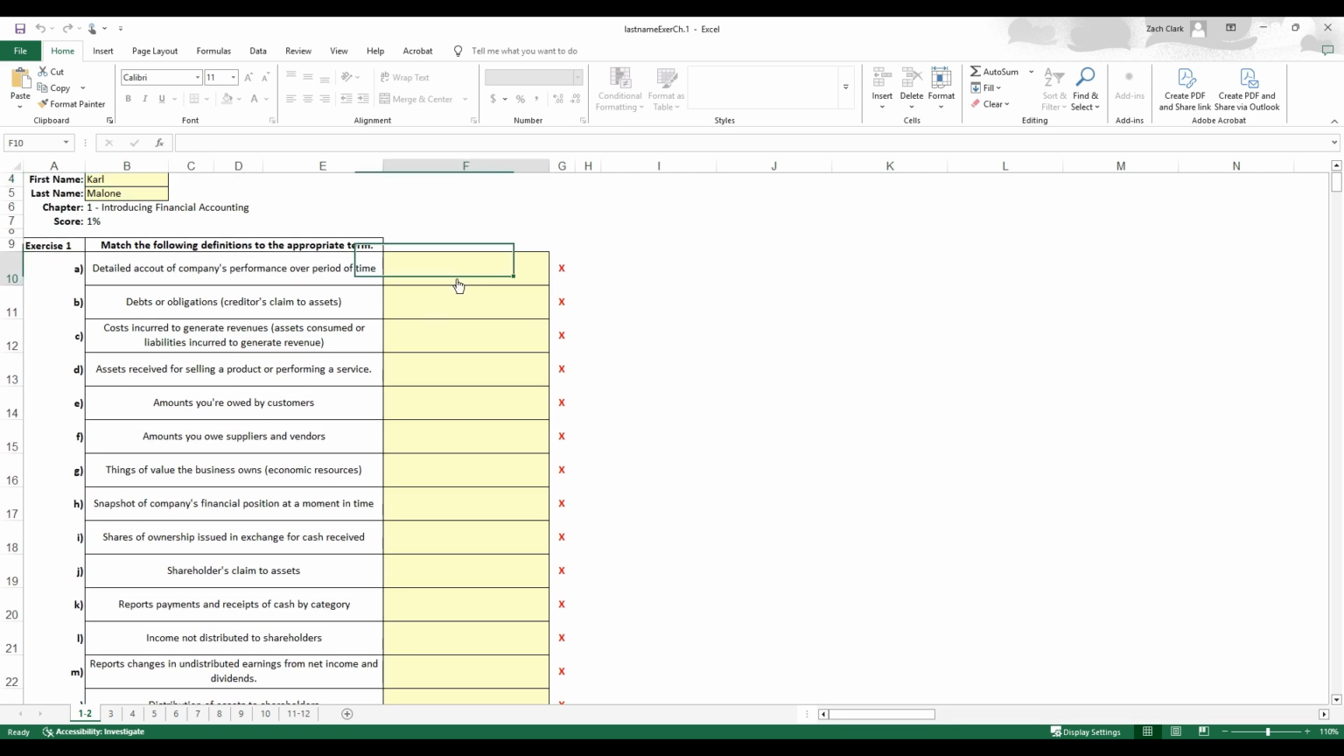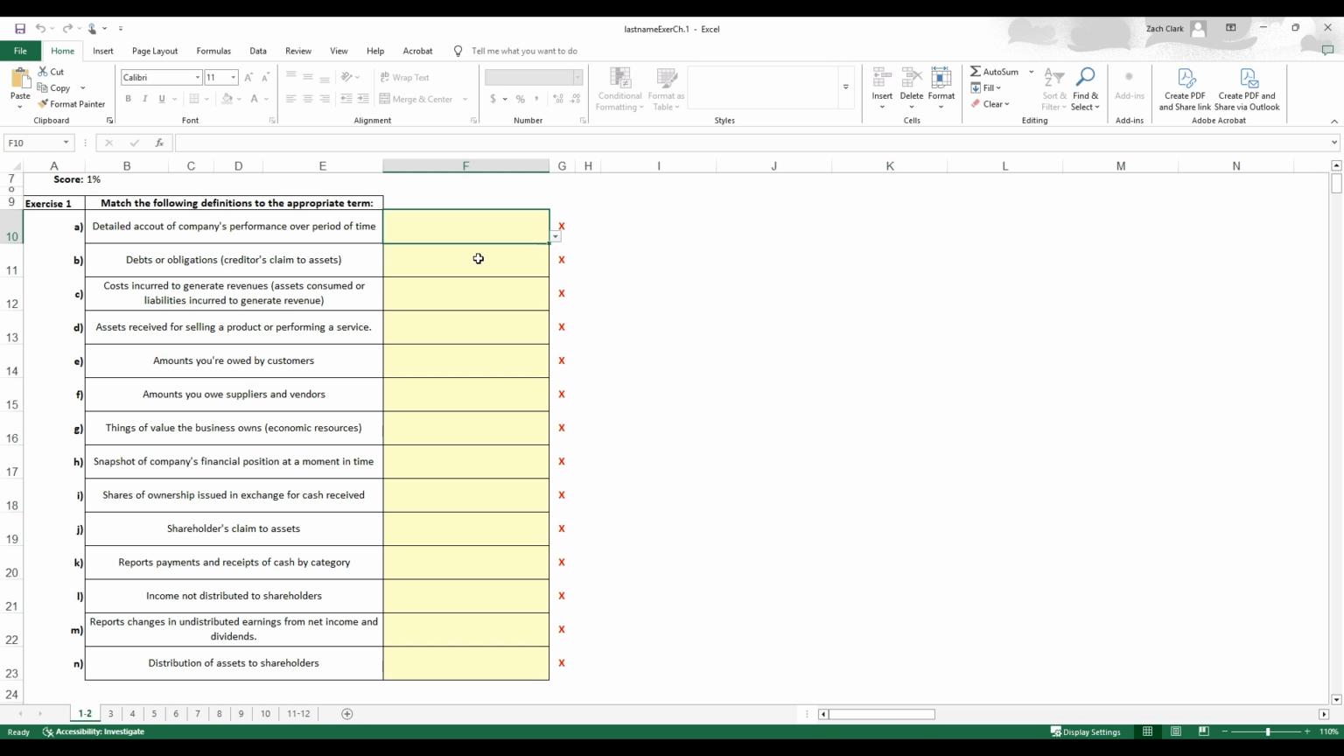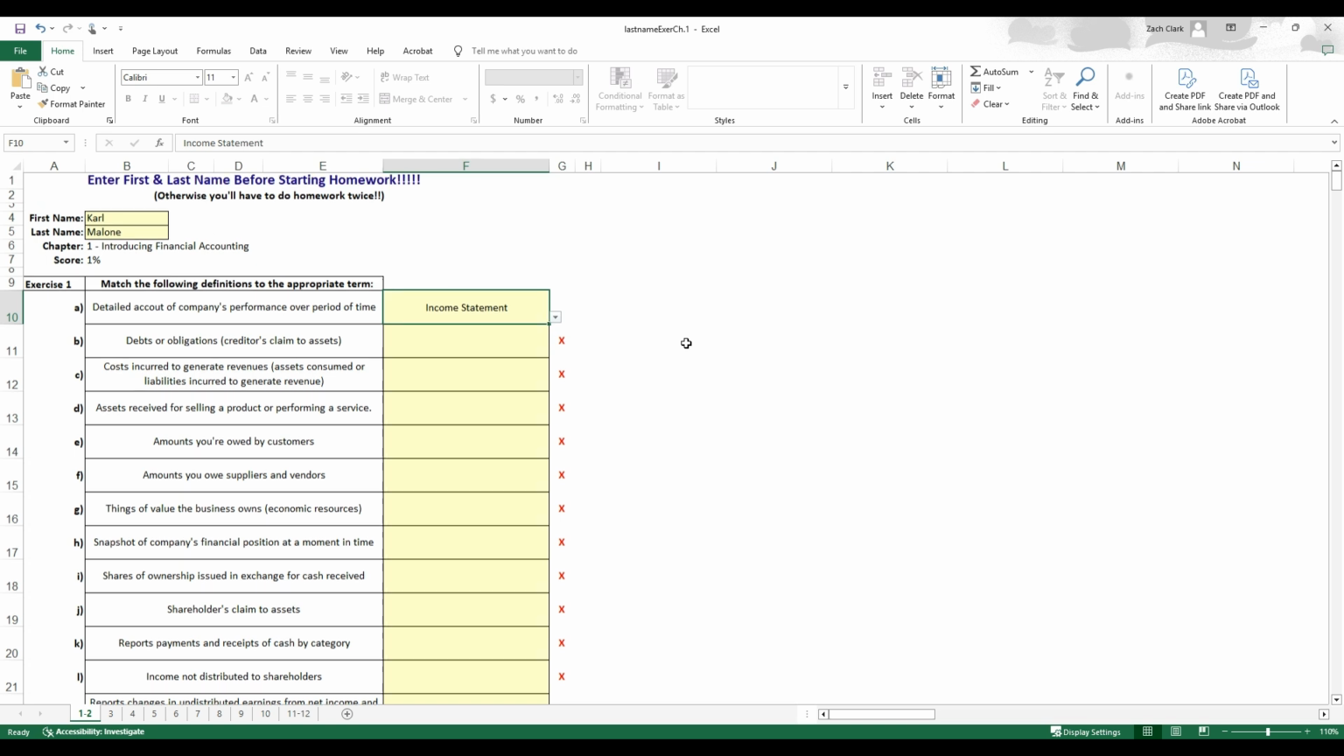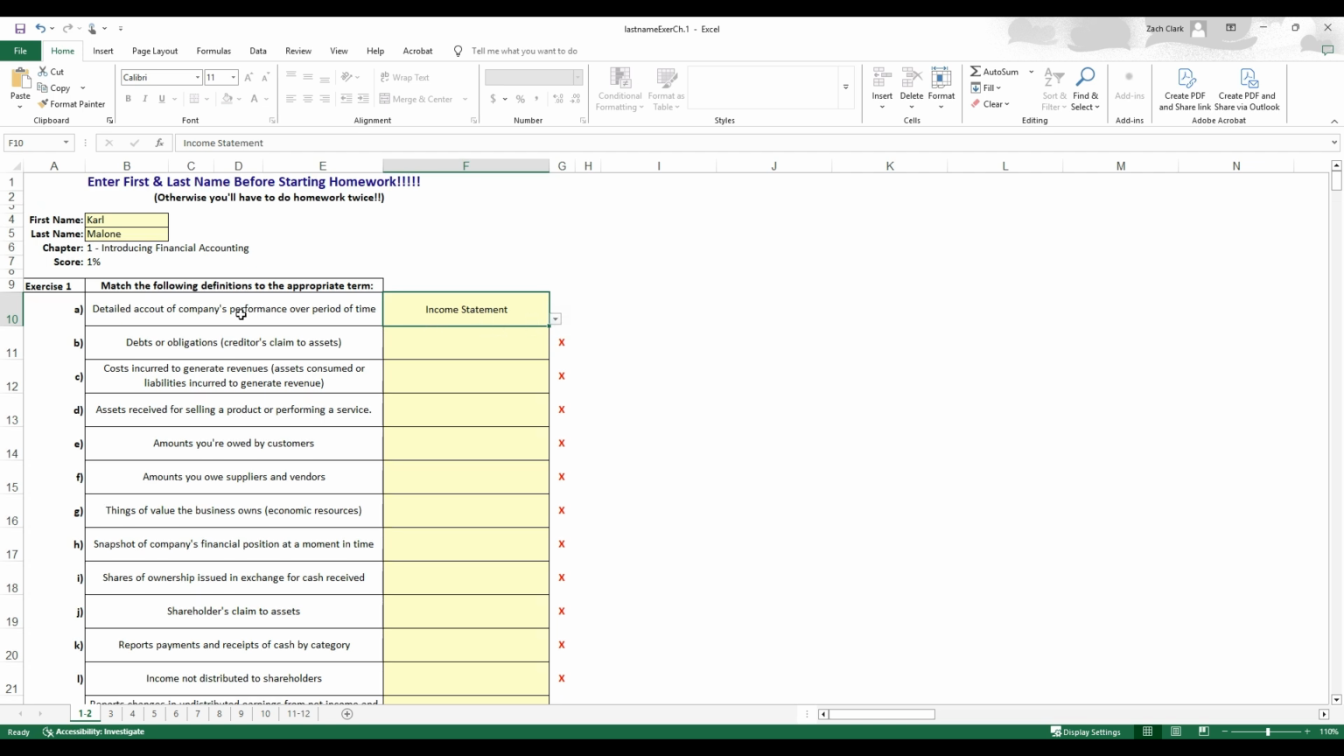As far as the exercises go, you can see some of them will have drop-down selections, so you can pick the right answer. So here, a detailed account of a company's performance over time, and you've got a whole selection of options to choose from. And keep in mind that you can scroll up and down using the sidebar here.